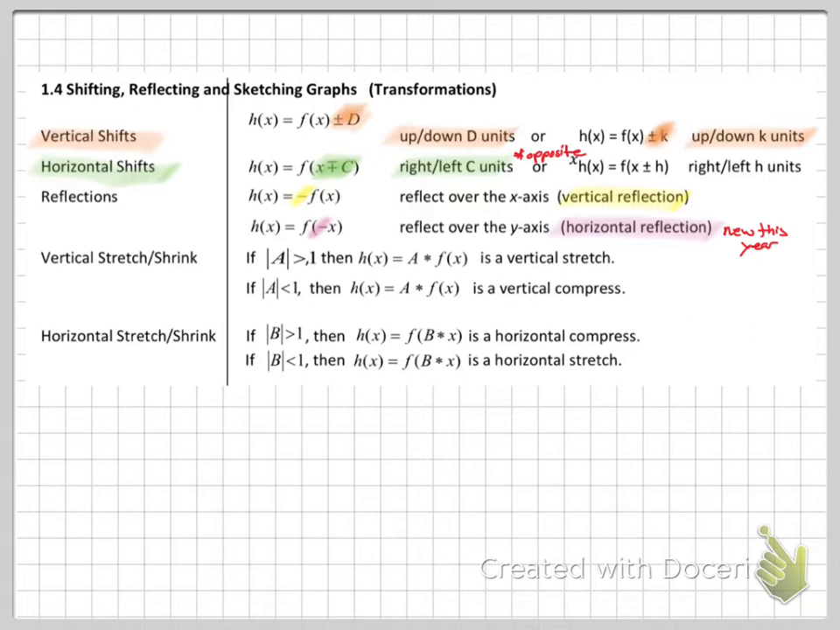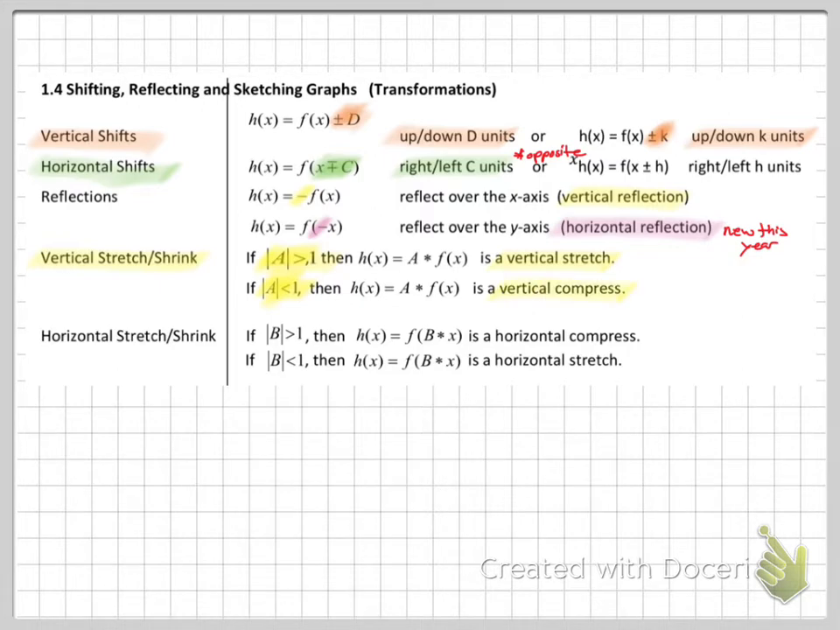Then for vertical, remember vertical is yellow. For vertical stretch and shrink, which we will say compress, not shrink, if the absolute value of A is greater than 1, so if that number itself, remember the negative is taken care of up here. We don't care about the negative anymore, just the number itself. If it's bigger than 1, it's stretched vertically. You should remember that from last year. If the absolute value is less than 1, it's compressed vertically.